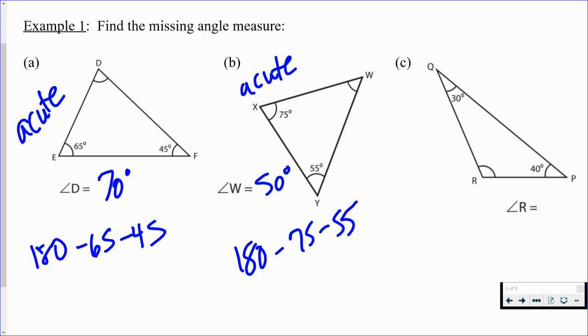Angle R is what we're looking for. We have 40 and 30 as our other two angles. So again, we want to subtract away from 180. We know the total would be 180, so we want to take away the other two angles. 180 minus 30 minus 40. 180 minus 70 would leave 110 for angle R. Now, notice on this one, R is 110 degrees. That is an obtuse angle, so this is an obtuse triangle. So we had two acute and one obtuse.